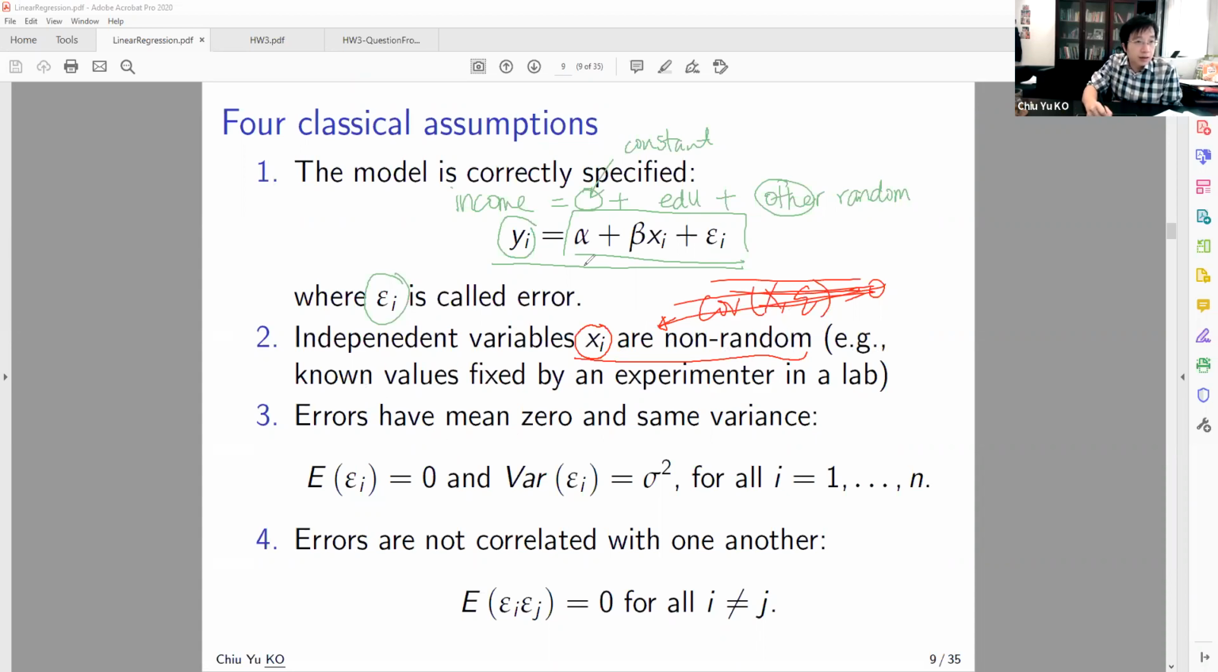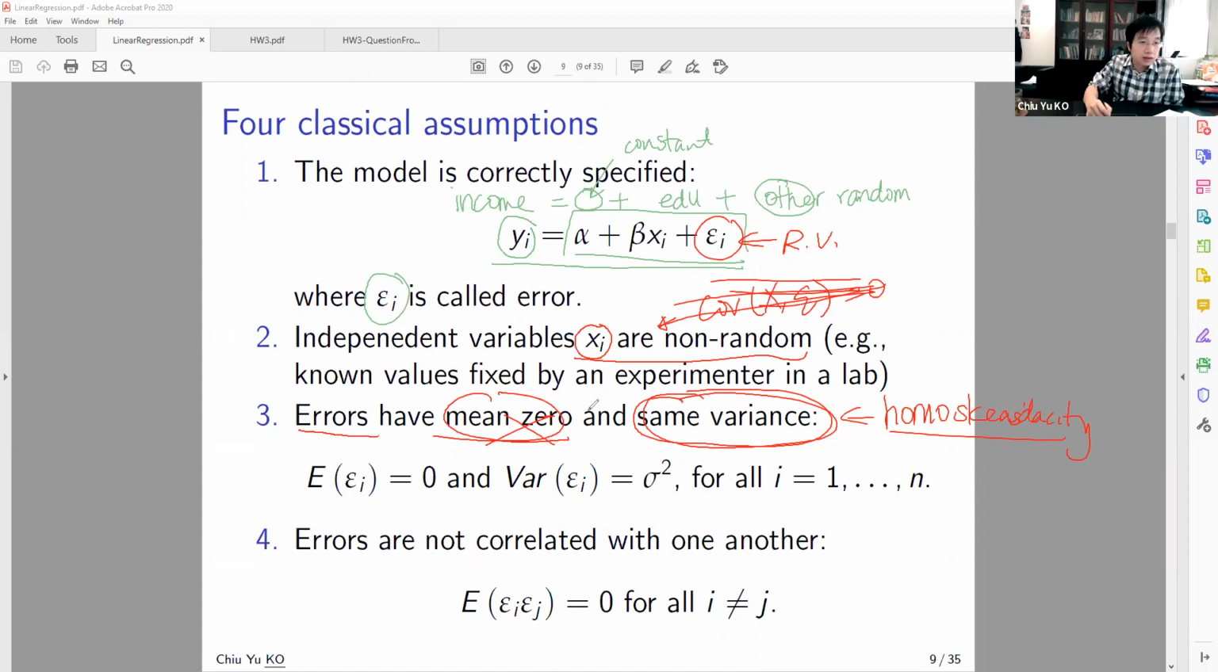If you write this model and the mean is non-zero, then you can put everything in alpha. So that's why this error is a random variable with zero mean and the same variance. Zero mean is not an issue, because if there's a positive or negative mean, you can put everything in the alpha. That's not a big deal. The bigger deal is the same variance assumption. The technical term is homoscedasticity. Oh, I forgot how to spell it. You can probably check the book. Homoscedasticity, the same variance.